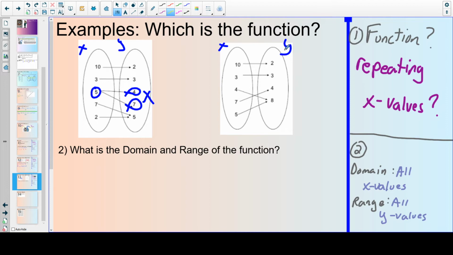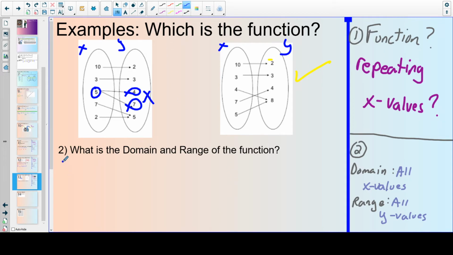Okay, let's do this one. So if I click 10, it goes to 2. If I do 3, it goes to 3. If it goes to 4, it goes to 8. If I go to 7, it goes to 4. 5 goes to 8. So notice each x value only goes to one y value. This must be a function.